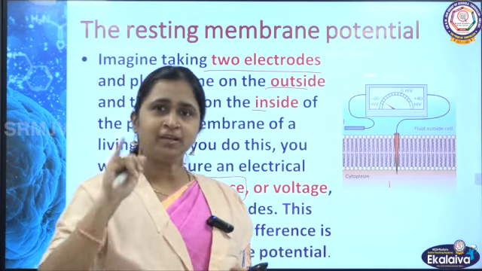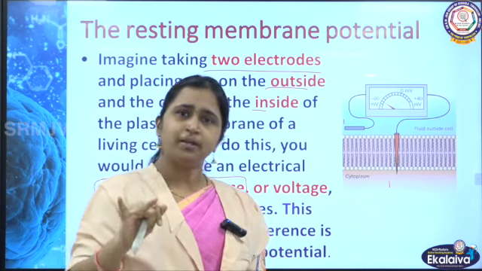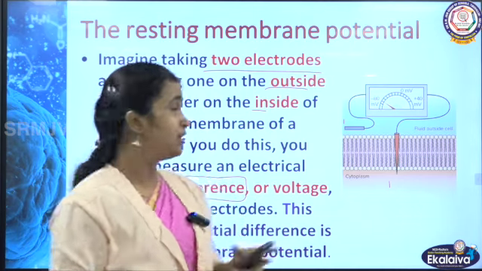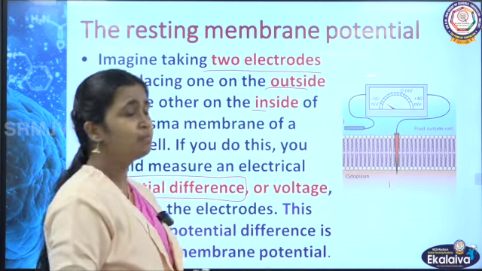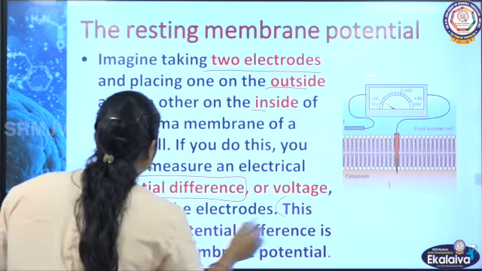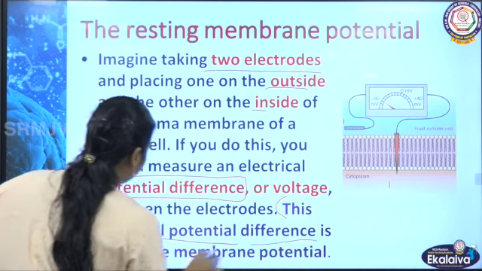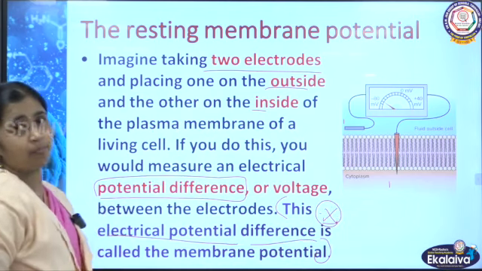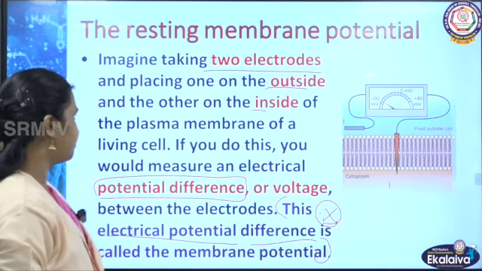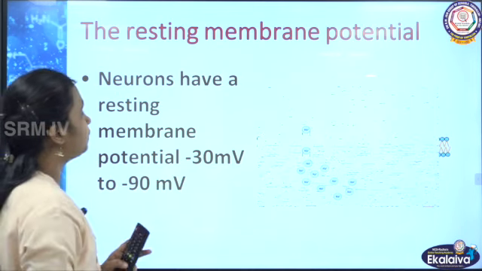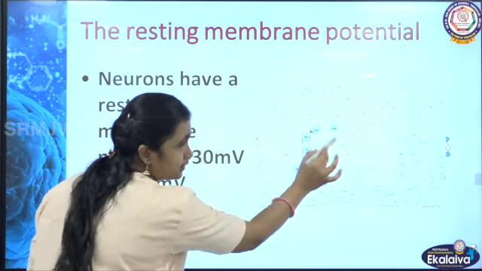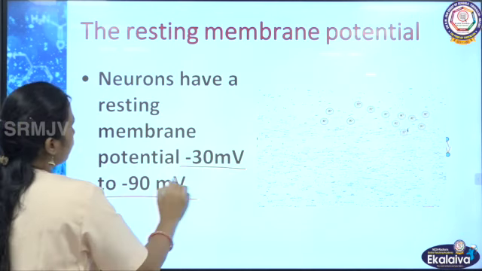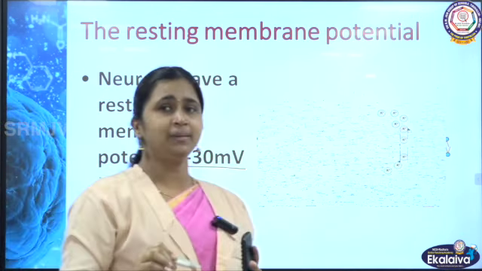So first property, excitability. Second property, all or none rule. Third property, membrane potential difference, which is called as resting membrane potential. Okay. So this electrical potential difference is called membrane potential. Make a note, it's a definition for membrane potential. Resting membrane potential, I'll tell you what is happening here. We'll just see what is resting membrane potential. It is minus 30 millivolt to minus 90 millivolt.